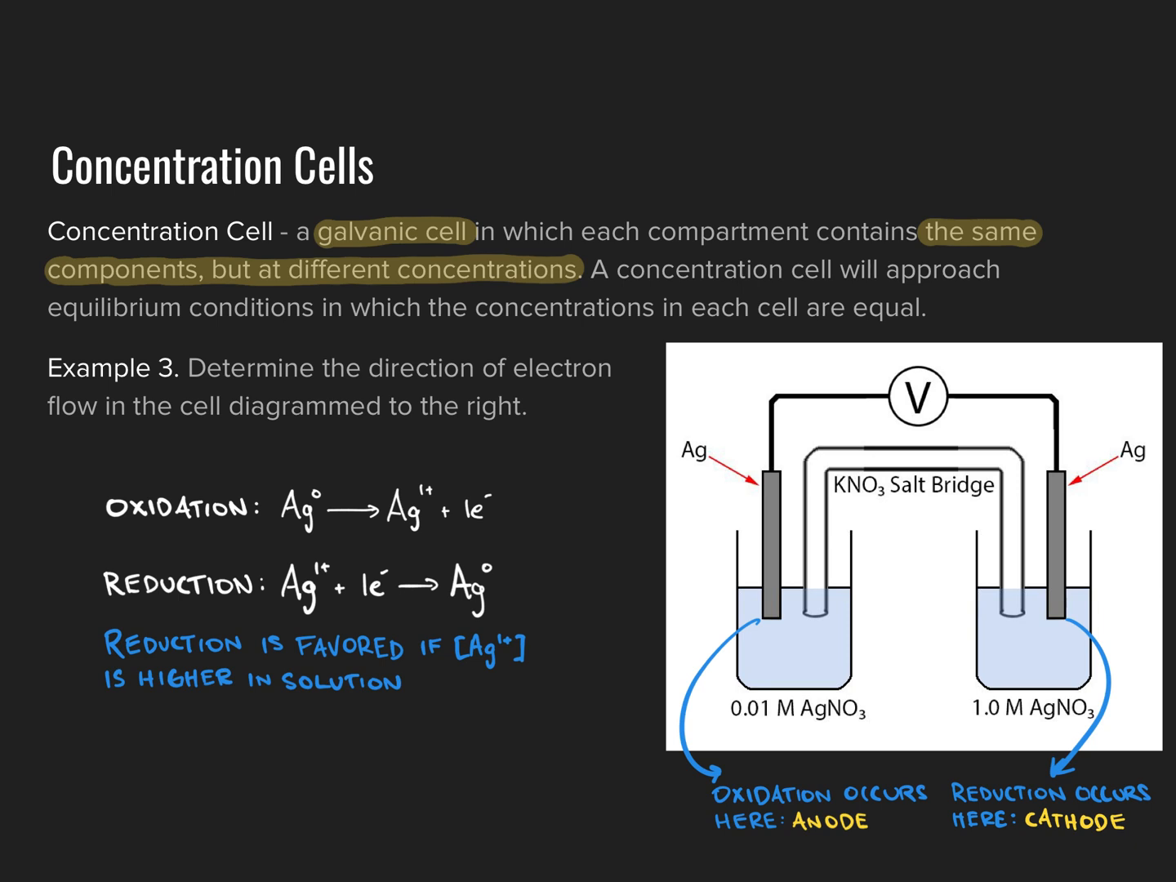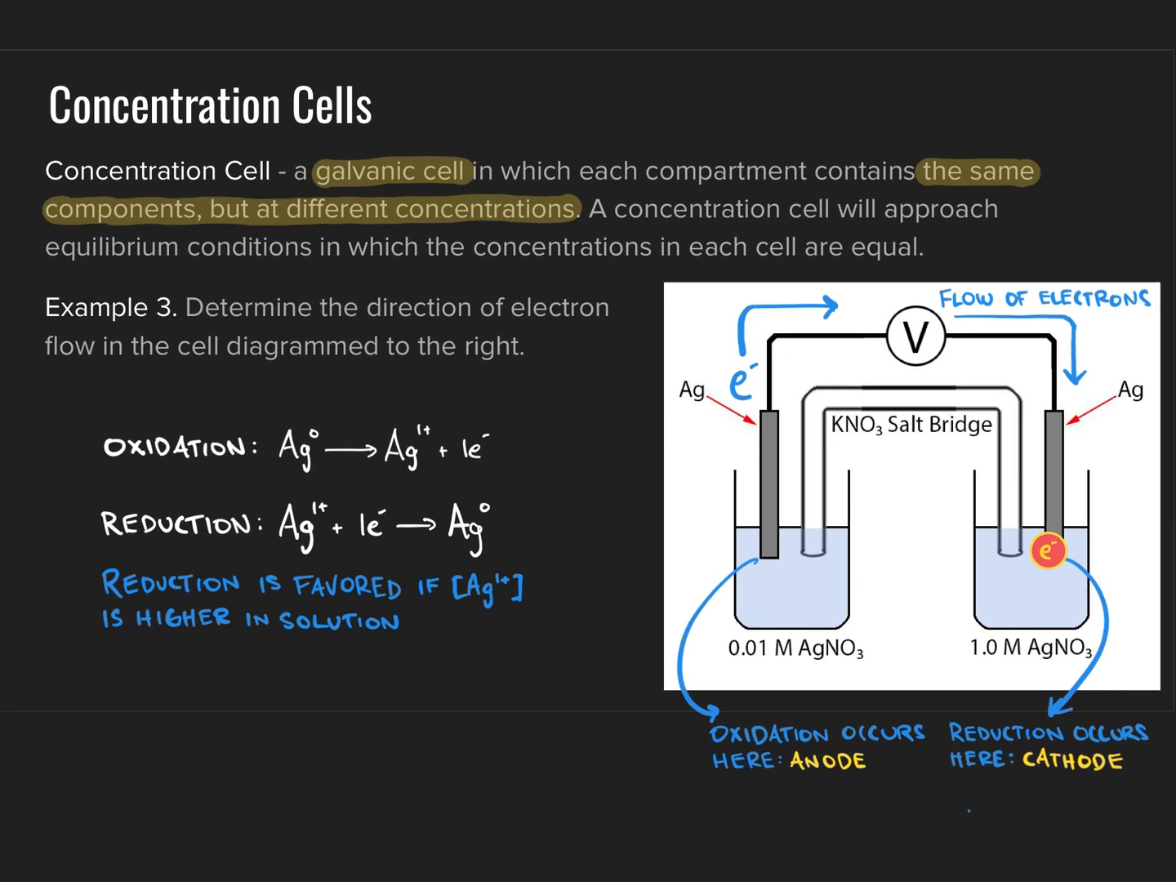Now that I've labeled my cathode and my anode, I can understand the process that should be occurring within our system. As the anode is where oxidation occurs, I would expect the silver electrode on the left side to give up electrons and in doing so form silver ions in solution. Those electrons then travel along that wire across the voltmeter towards the electrode on the right. So I'll label the direction of electron flow as going from the anode on the left towards the cathode on the right.